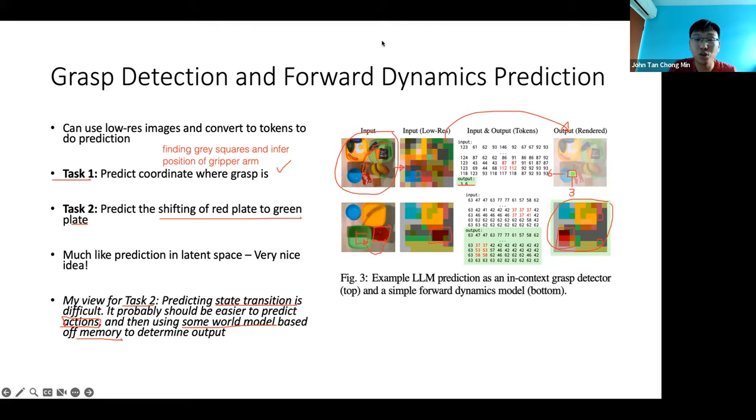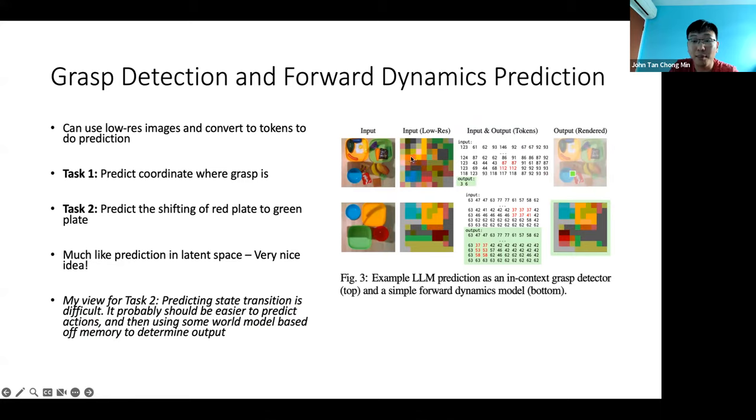My opinion is you should not use LLMs to predict the next state. It's too complicated. You should use simulators or memory to do that. But they did try to use this here. I don't really see very good results for this, but I think this is an interesting idea that they tried to do here.